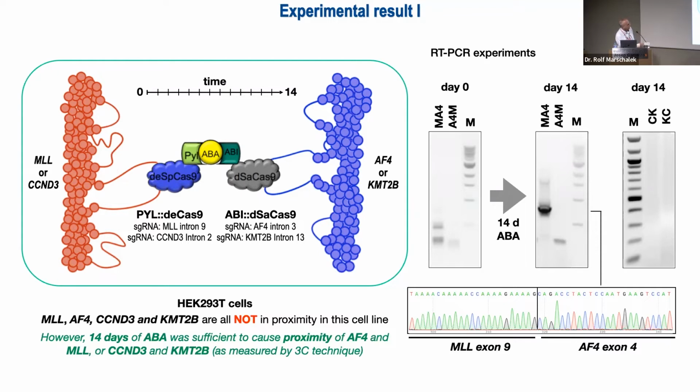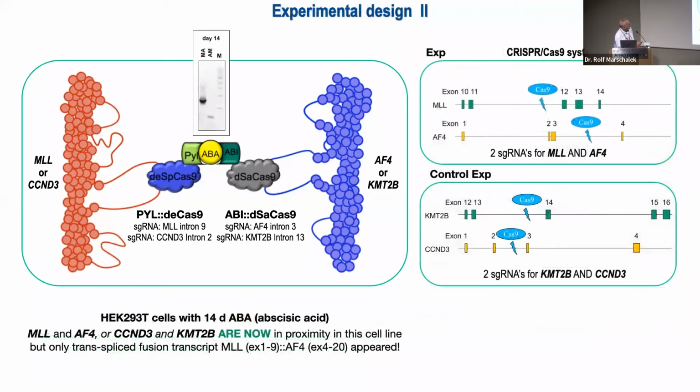We don't see this in the control genes that we used here. And we see by sequencing that we are fusing MLL exon 9 to A4 exon 4, like we described before. So taking this situation on day 14, we induced now by a normal CRISPR-Cas system genomic breaks in intron 11 and intron 3 of A4. And we did the same with two genes which are compatible for translocation, namely intron 13 from MLL2 and intron 2 from cyclin D3.